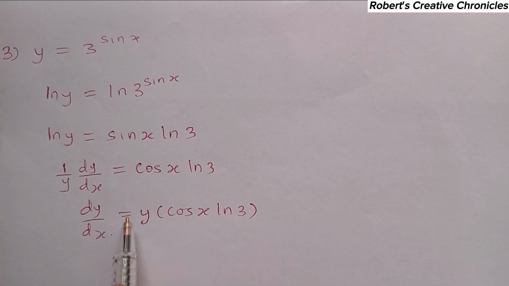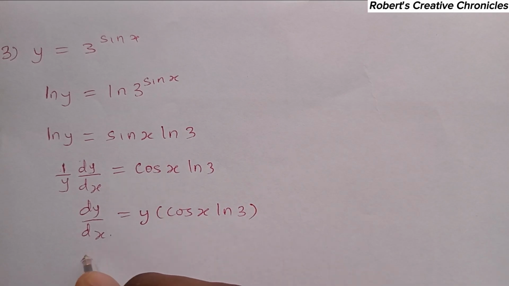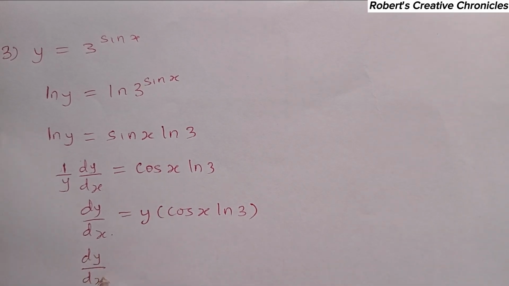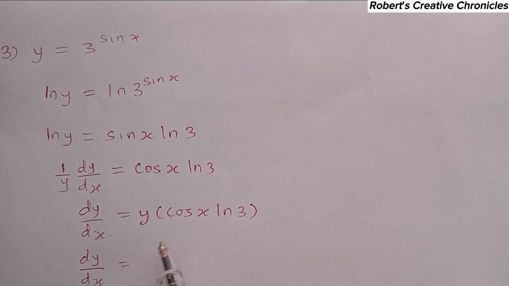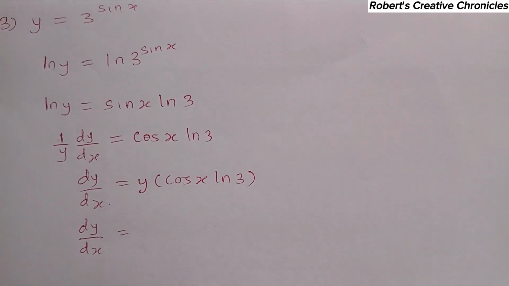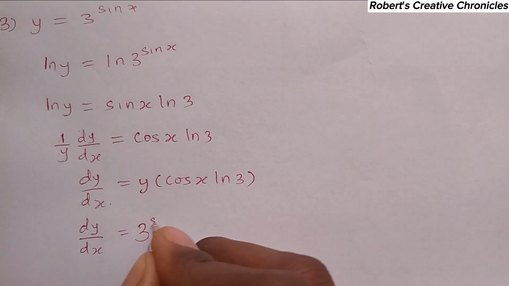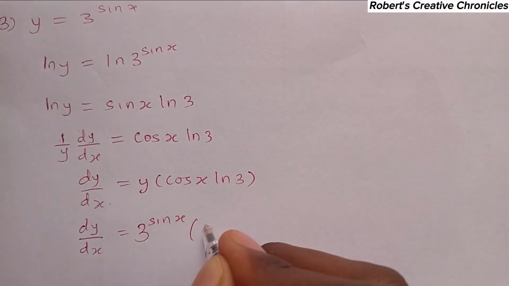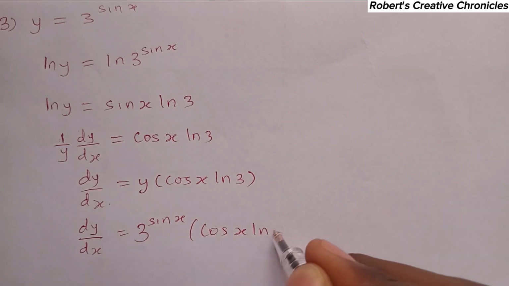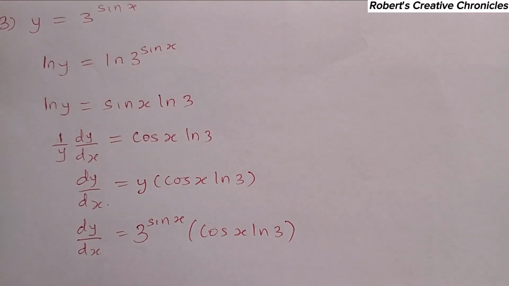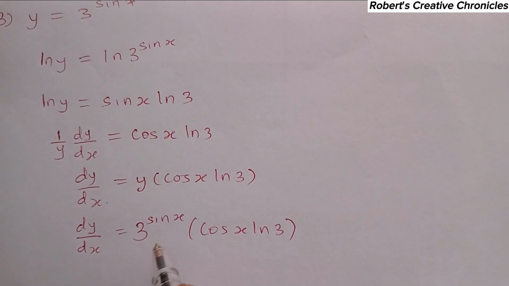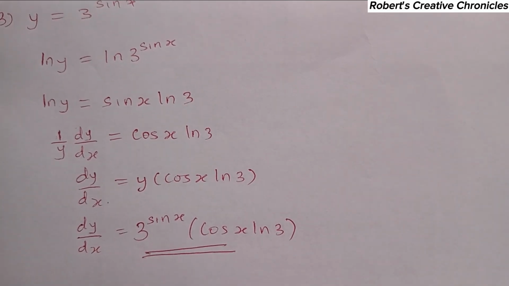So now, here is a y function, here is an x function. All of it has to be an x function because it is the derivative of y with respect to x. So now, we'll substitute y. y is 3 raised to the power of sine x. So dy over dx is 3 raised to the power of sine x times cos x ln 3. So this is the final answer of the third part.